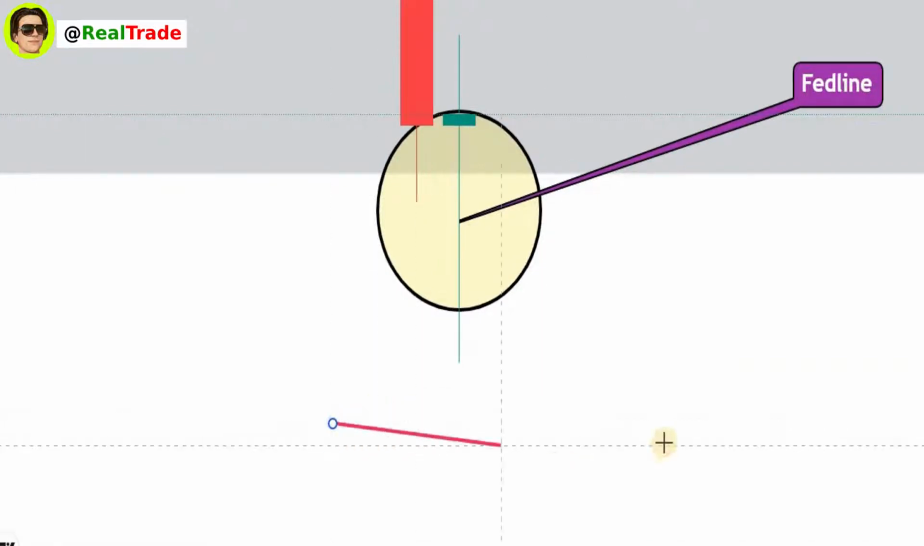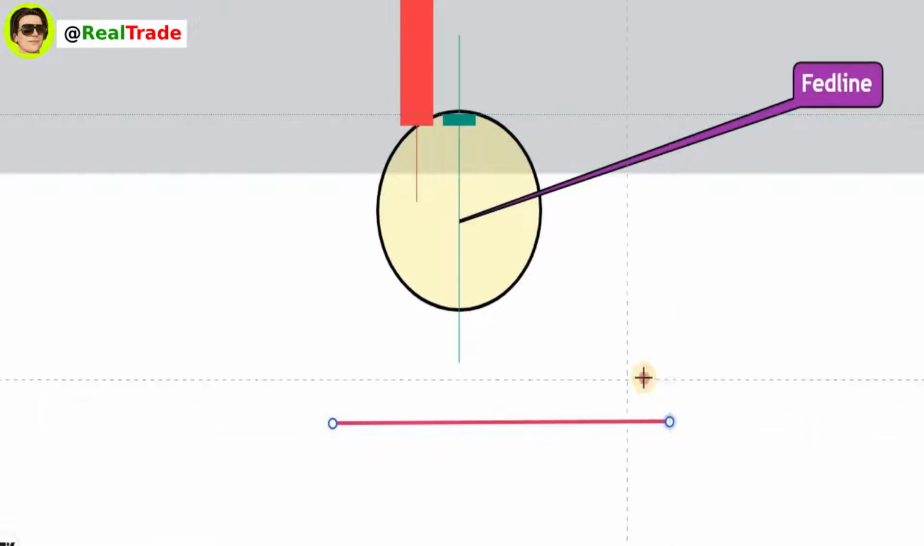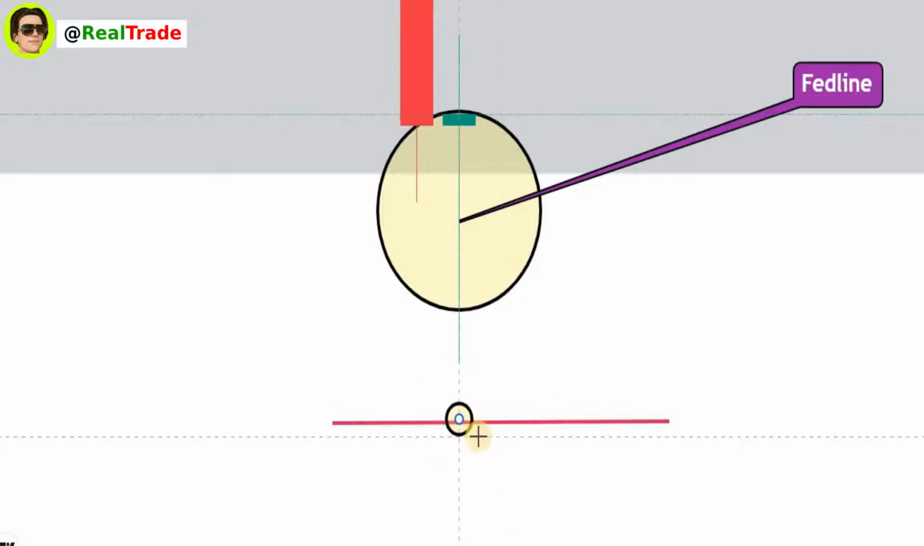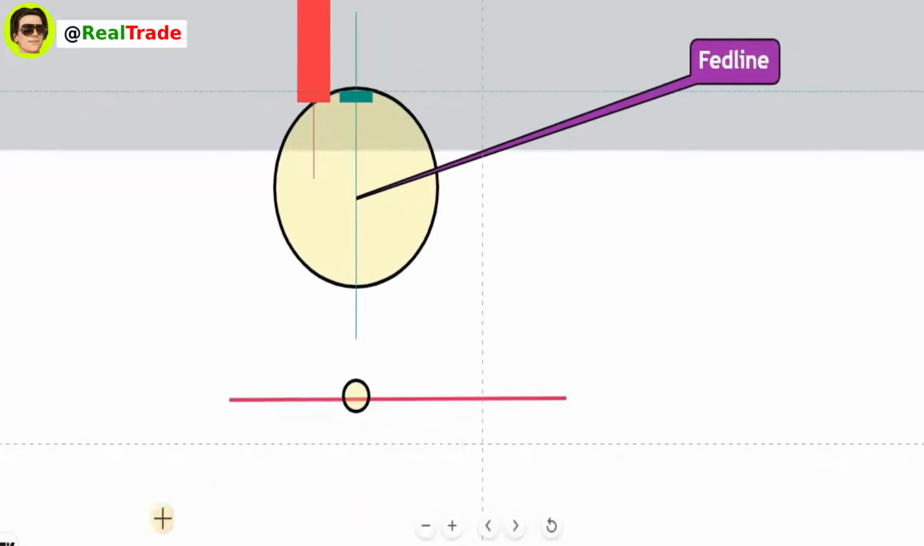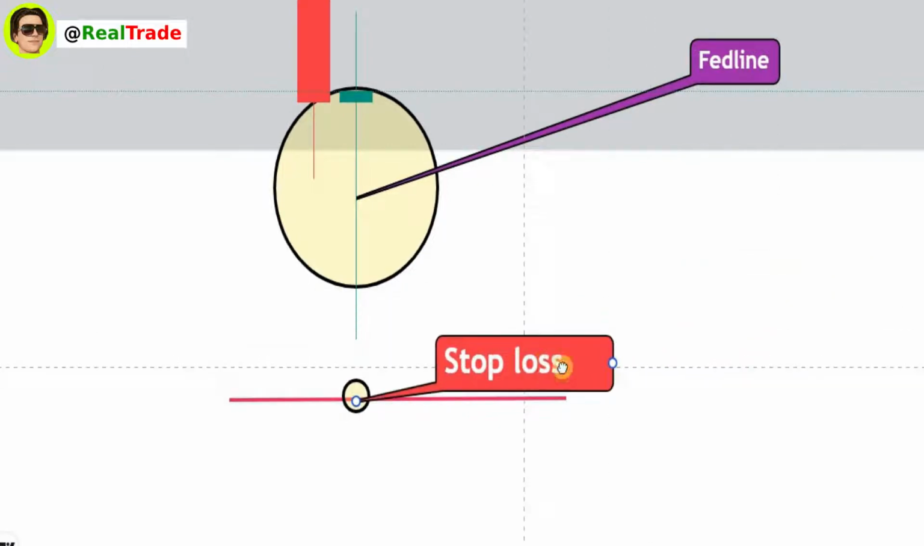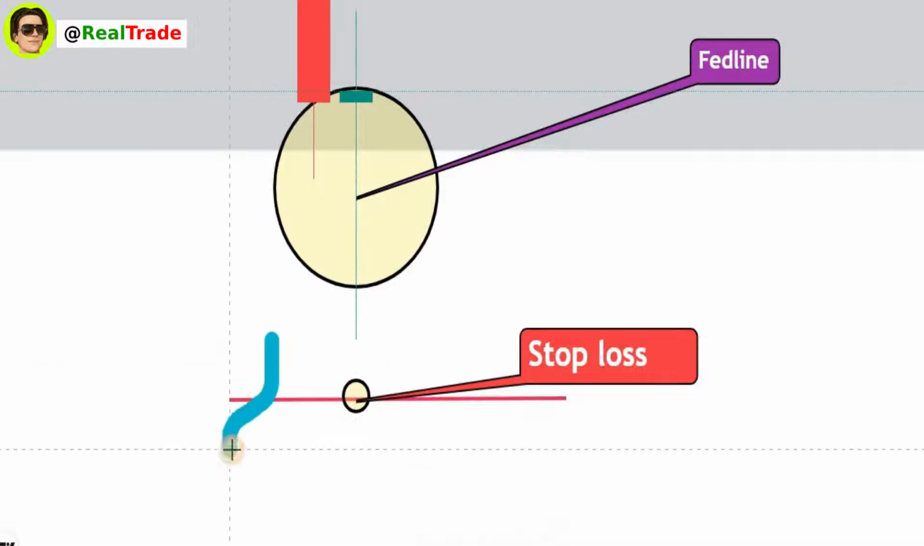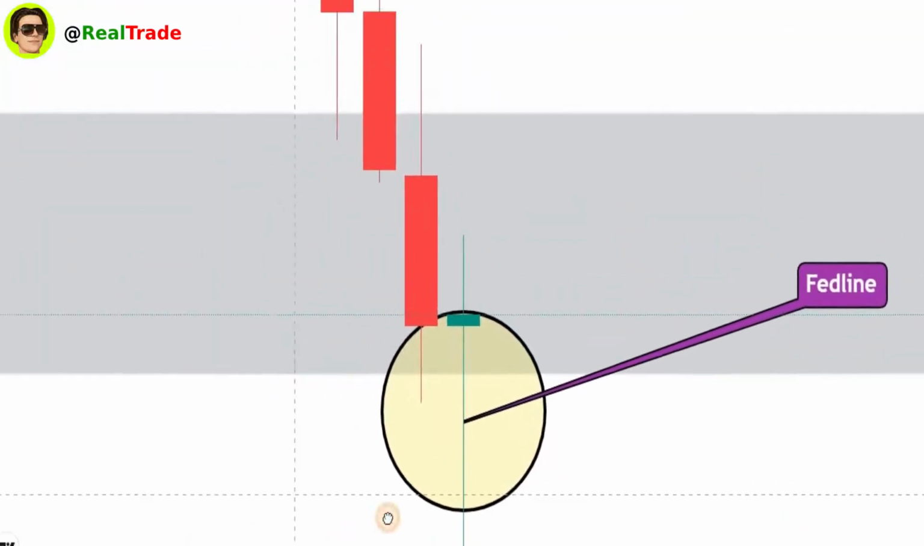Continue. This area is stop loss. End of the candle is a stop loss. Have a buffer, stop loss. After candles is stop loss.